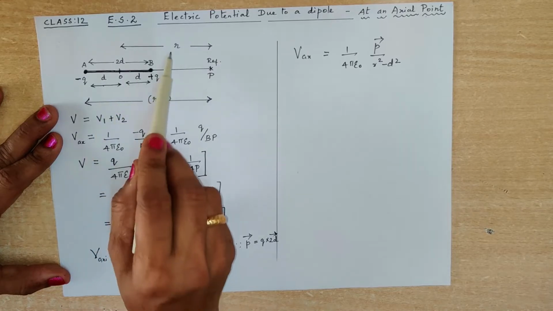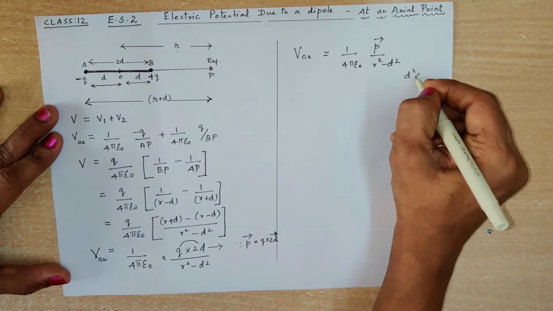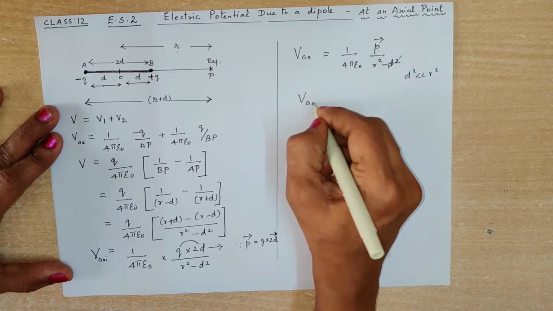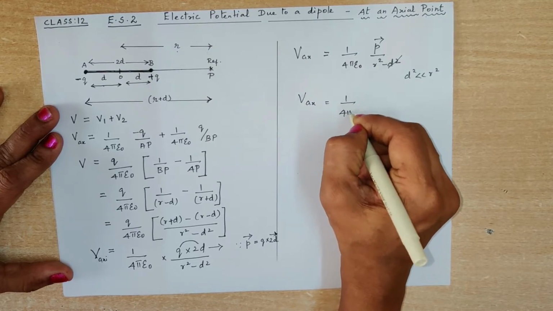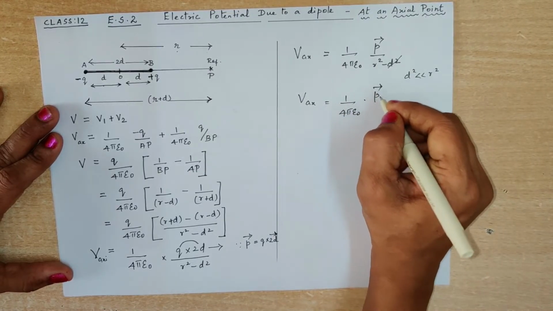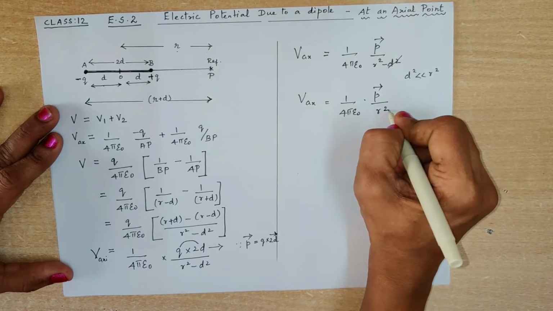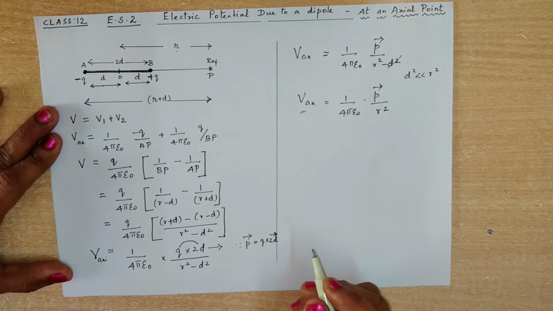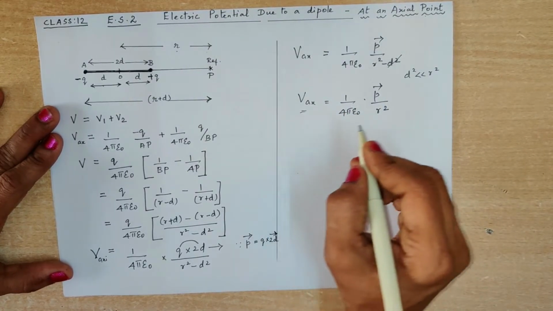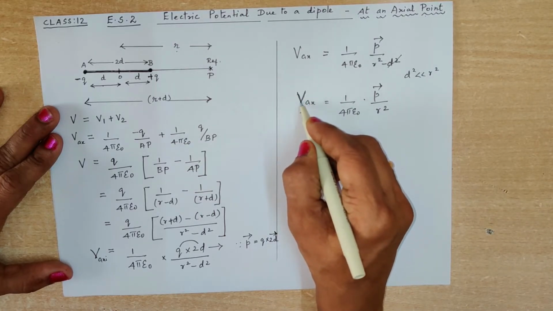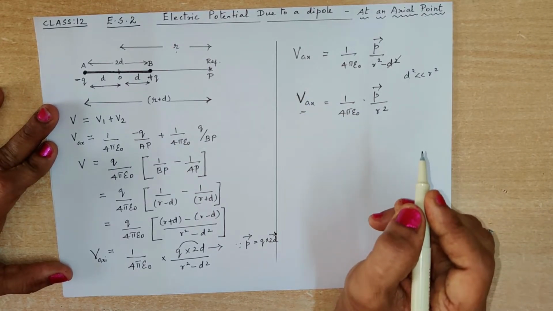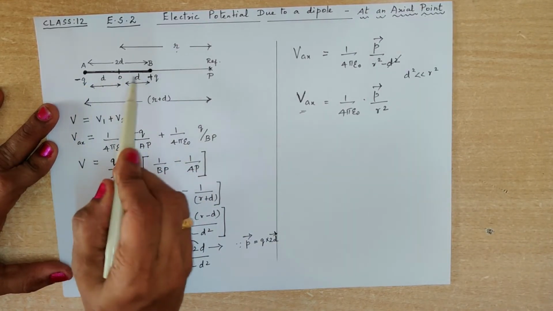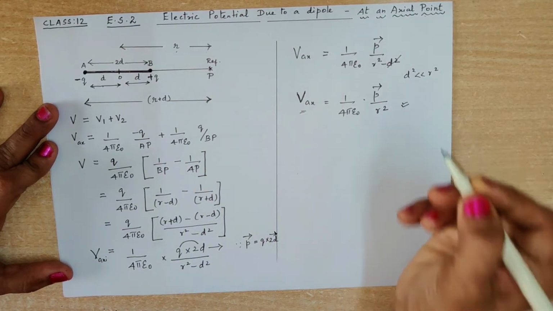Look at the diagram here. This is d and the distance is r. Since d square is much smaller than r square, you can neglect the term here. Hence, the final expression would be 1 upon 4 pi epsilon naught, that is the k value, p upon r square. And we all know that potential is a scalar quantity, so we write it in scalar notation. This is the formula for the potential due to a dipole at an axial point, written for a short dipole of length 2d. This is the final expression.